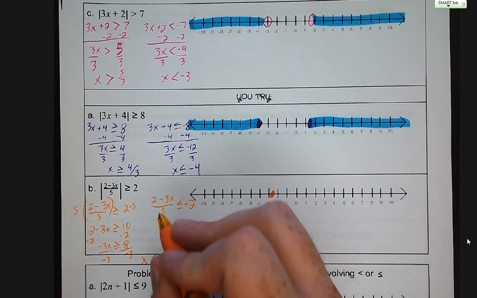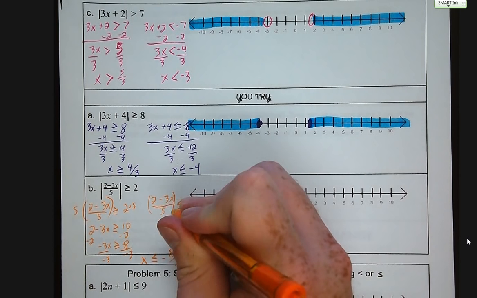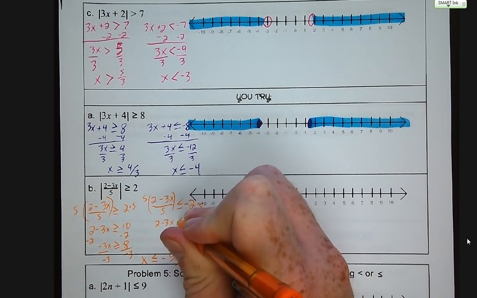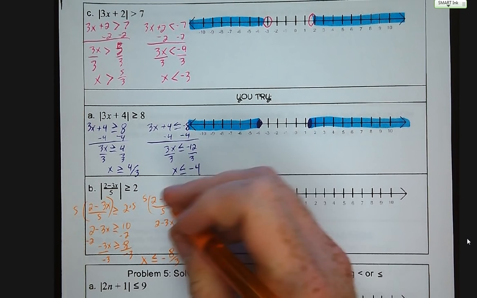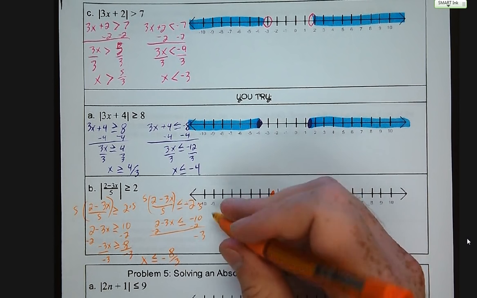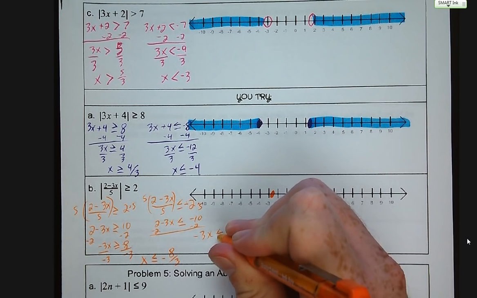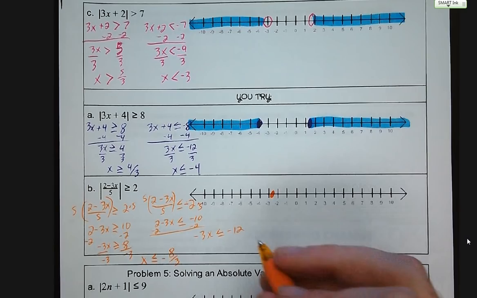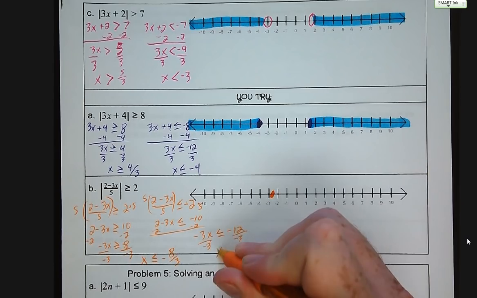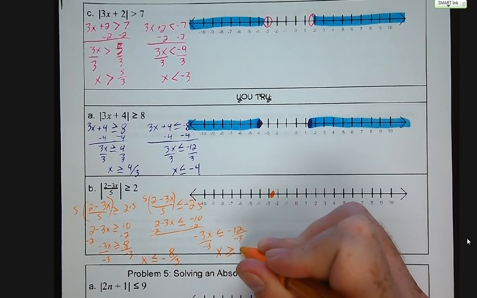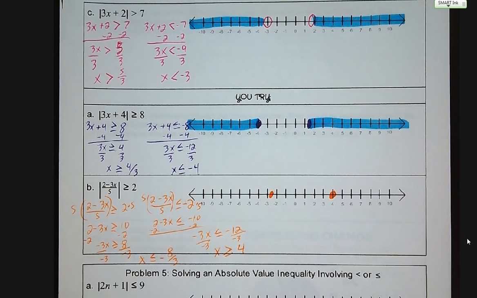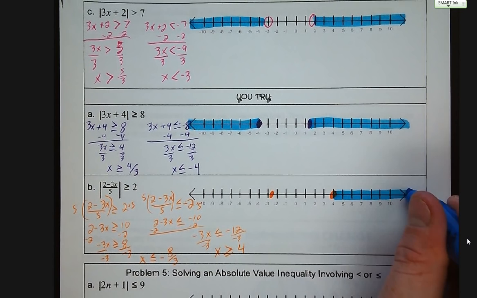All right, our other equation, we need to do the same thing. We're going to multiply by 5 on both sides of our inequality. 2 - 3x is less than or equal to -10. Subtract 2 from both sides. -3x, I'll kind of shift off to the side here, is less than or equal to -12. Divide both sides by -3. And x is going to be greater than or equal to 4. Closed dot at 4, and we're shading to the outside.